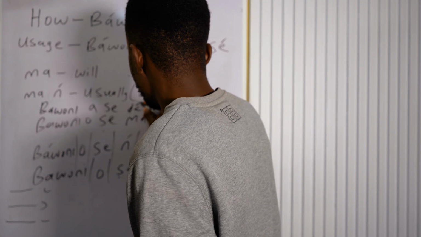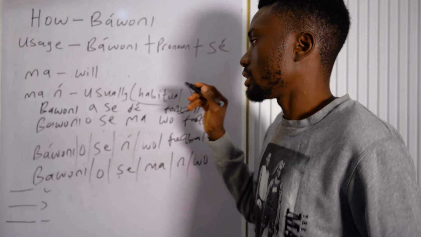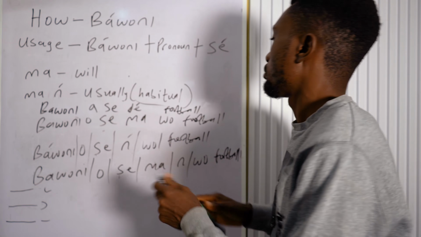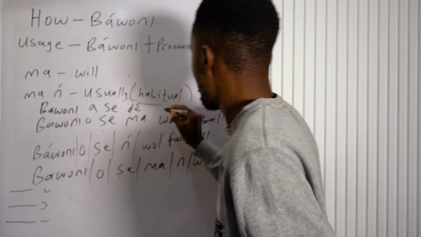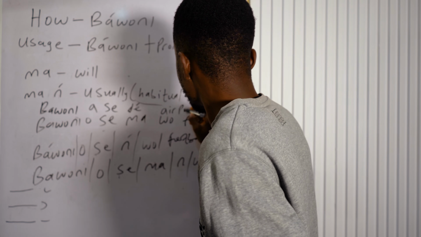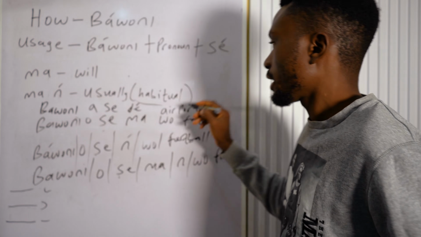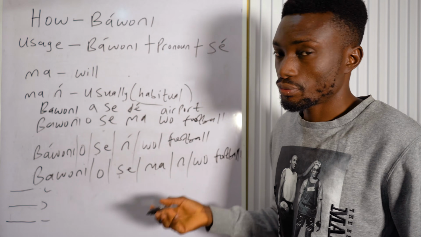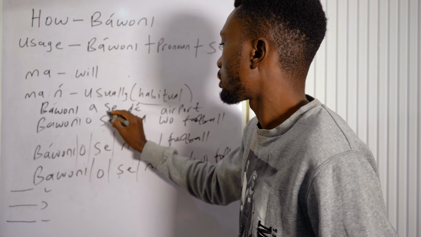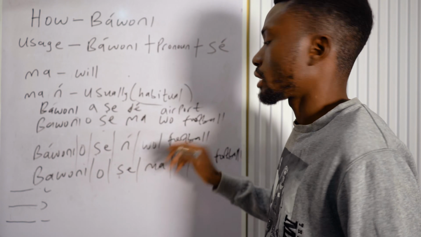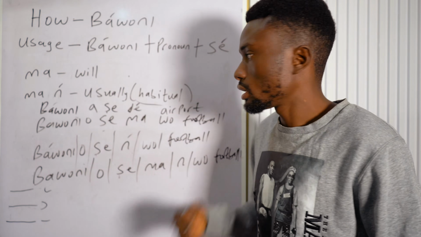De, which is not de, is da. Báwo ni a ṣe dé airport? Airport is pápá ọkọ̀ òfurufú, but you can just leave it like that. Báwo ni a ṣe dé airport? How did we arrive at the airport?